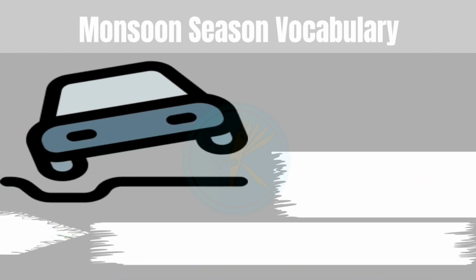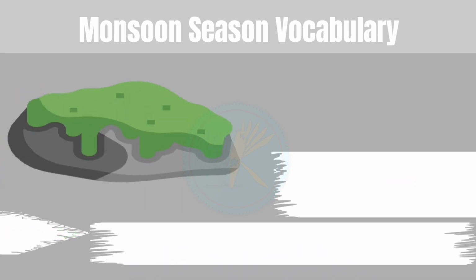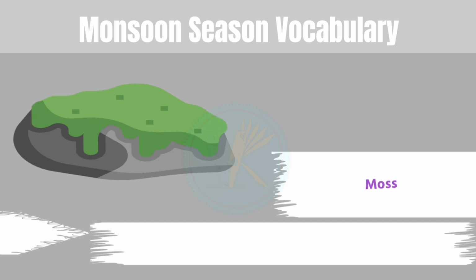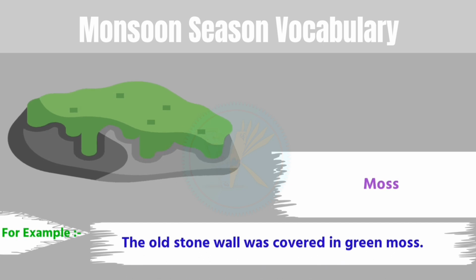Next, pothole. Pothole. For example, the car hit a pothole and got a flat tire. Next, moss. Moss. For example, the old stone wall was covered in green moss.